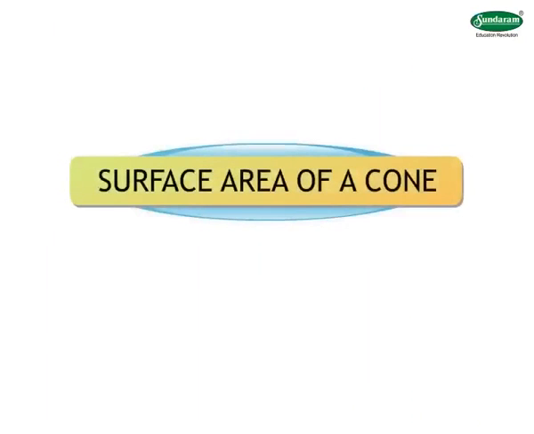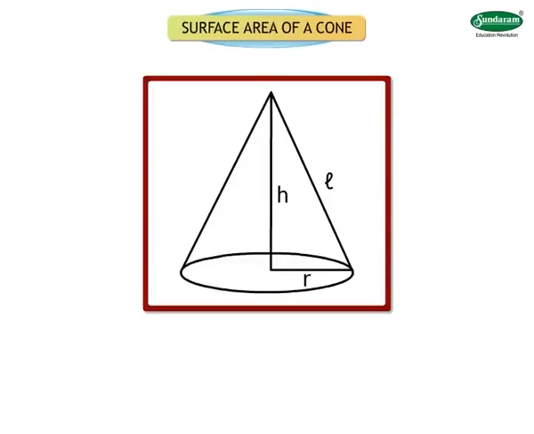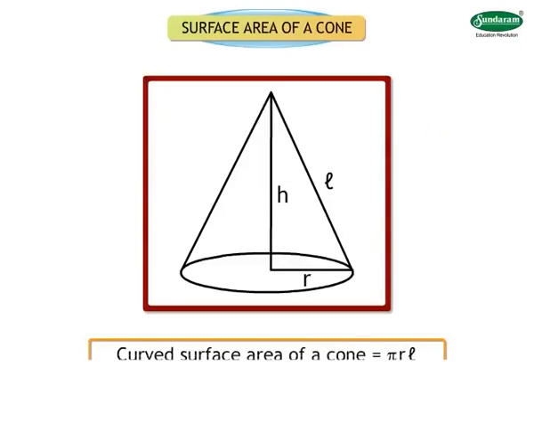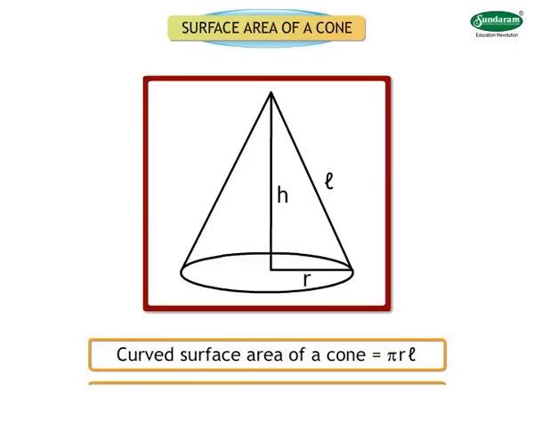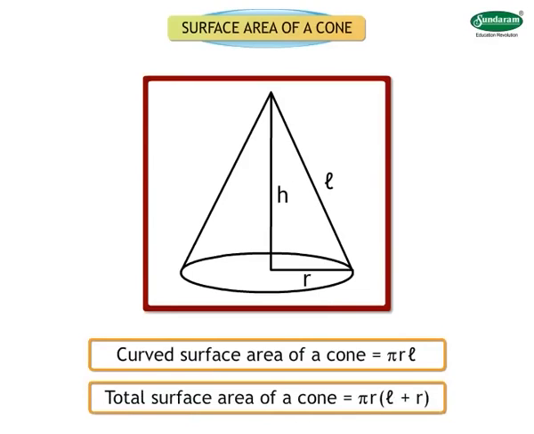We shall now learn the surface area of a cone. Again, there are two surface areas of the cone. One is the curved surface area and the other is the total surface area. The formula of curved surface area of a cone is equal to pi RL, which means pi into radius into the slant height. And the formula of total surface area of a cone is equal to pi r into L plus r, which means pi into radius into the slant height plus radius.